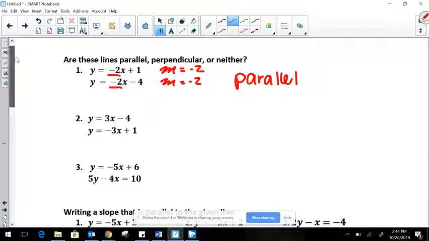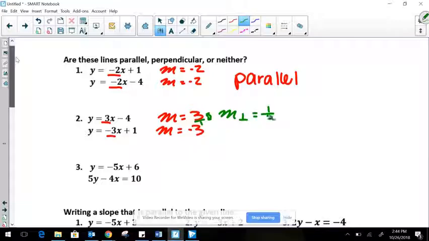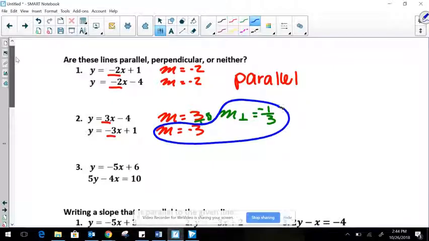Okay, then number 2, I'm going to underline my slopes. My first slope is 3, my second one's -3. If I wanted to find the perpendicular slope of this first one, I need to write 3 over 1, and I'm going to flip it. So I have 1 over 3, and I'm going to make it negative because it originally was a positive. These two slopes are not equal. Those are not the same thing. So they're not parallel and they're not perpendicular. So this is neither.